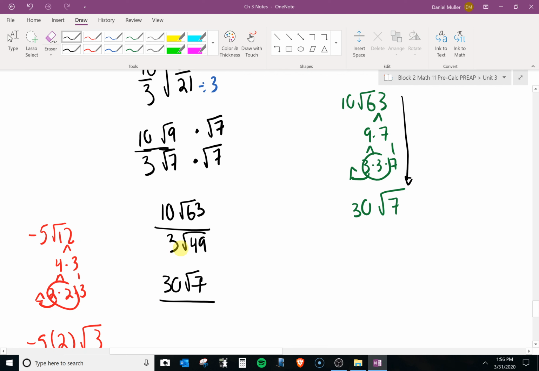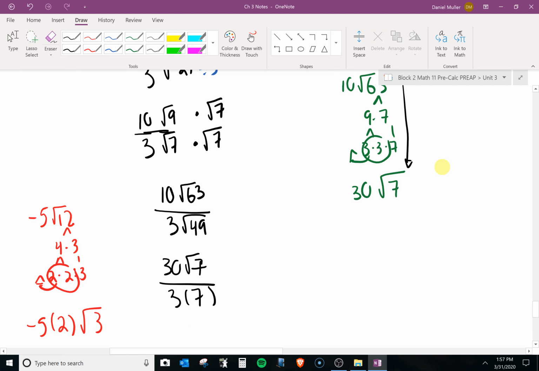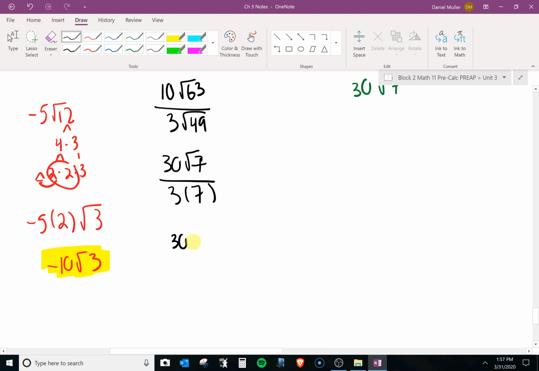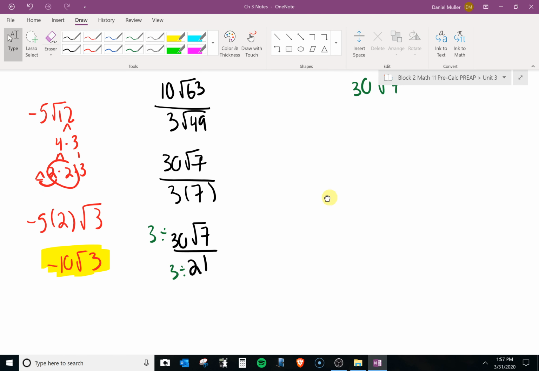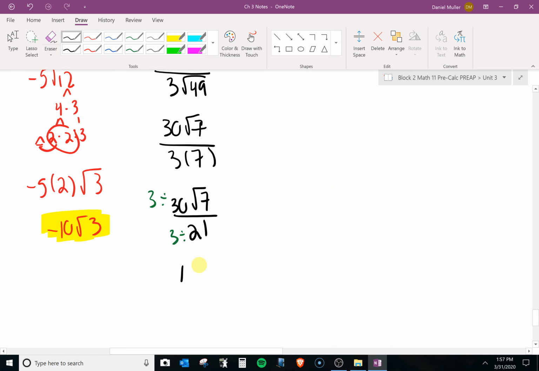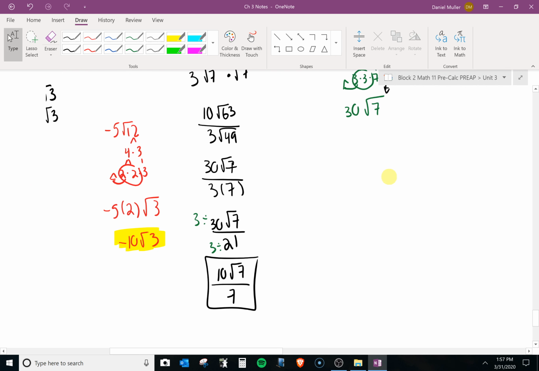And on the bottom of the fraction, we've got a 3 and the square root of 49. And the square root of 49 is just 7. So I've got 30 square root 7 all over 21. And now I need to take a look, is there anything that can be simplified here? Well, the outside numbers, they both can be divided by, looks like 3. So I have 30 divided by 3, which is 10 square root 7, 21 divided by 3, which is 7. So I have 10 root 7 all over 7.